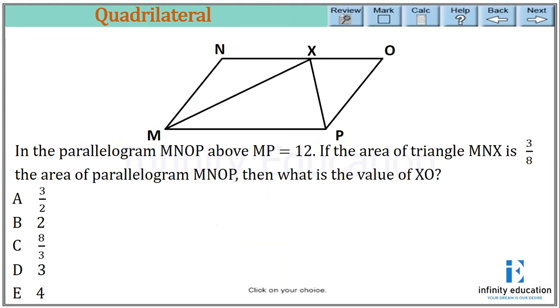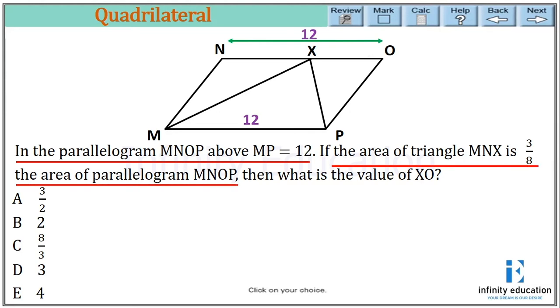In the parallelogram MNOP above, MP is 12. If the area of triangle MNX is 3/8 the area of parallelogram MNOP, then what is the value of XO? Okay, so it is given that in the parallelogram MP is 12, so we can mark MP as 12. And we know in a parallelogram, opposite sides are parallel and equal, so NO will be 12 at the same time. Now it is given the area of triangle MNX is 3/8 of the area of the parallelogram.